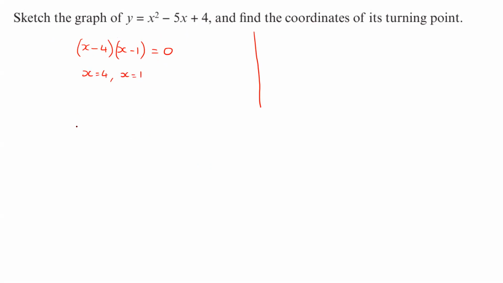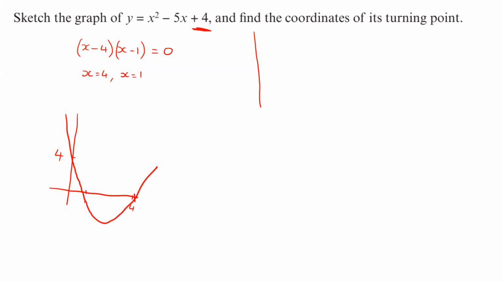So now to sketch this, I know 4 and 1, so 1's here, 4's over here. I also know from the original graph, it goes through 4 as the y-intercept. So it crosses up here at 4. So it's going to come down, go through that 1, and then back up through that 4.